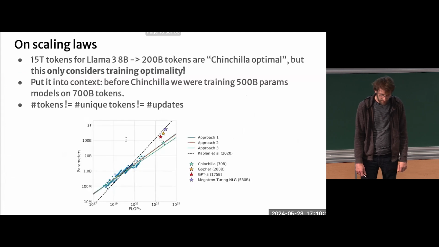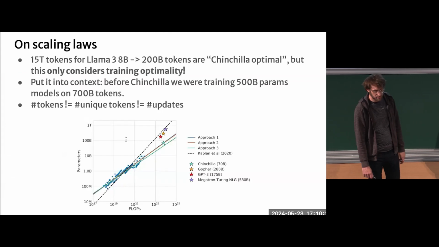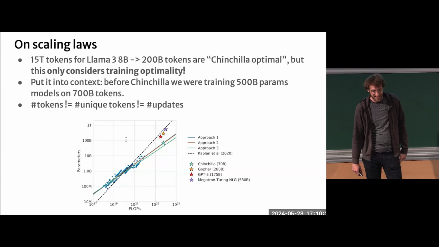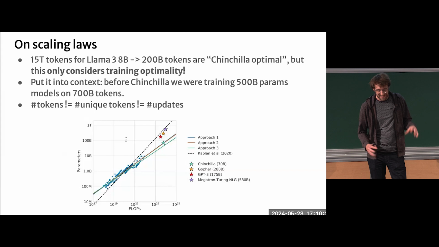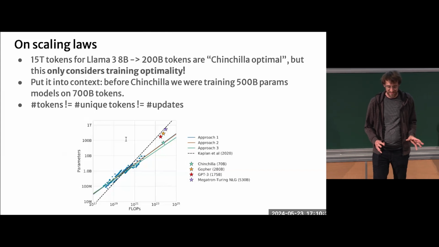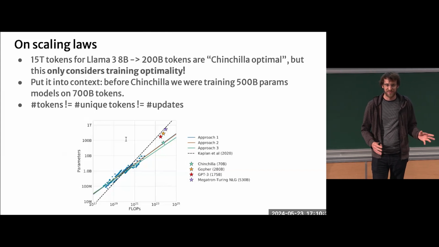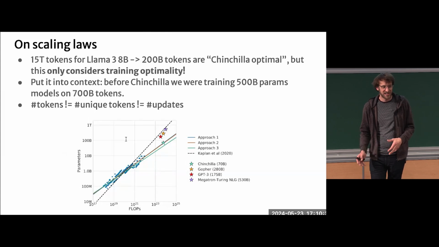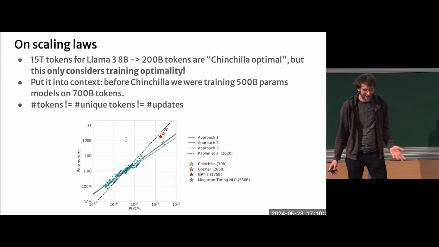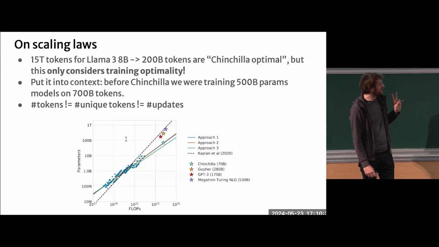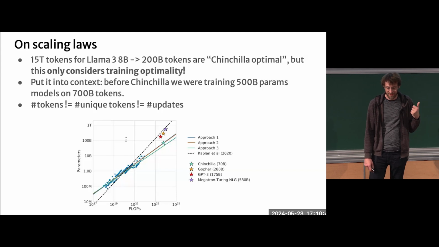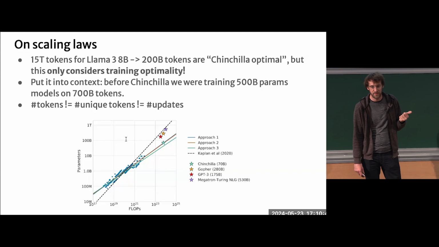So I want to say one thing about scaling laws, because I saw your talk, Julia. And I think there's been a big debate about, do we still need scaling laws? What are they? Is Chinchilla wrong? I think there are two things to put this into context. One is the Chinchilla paper: what it said was Chinchilla optimal. It was only considering training optimality, and it was very clear about that.